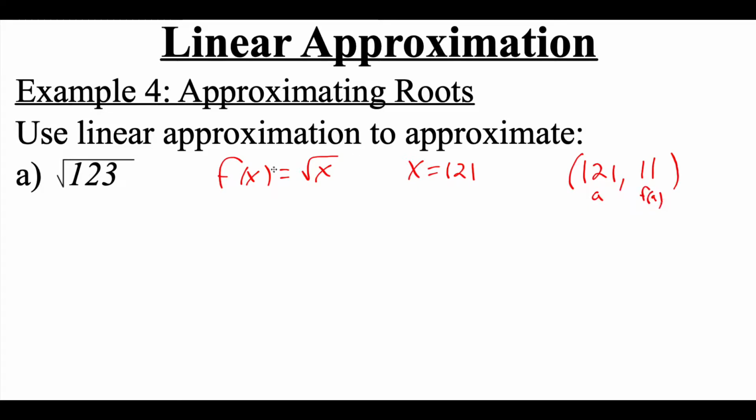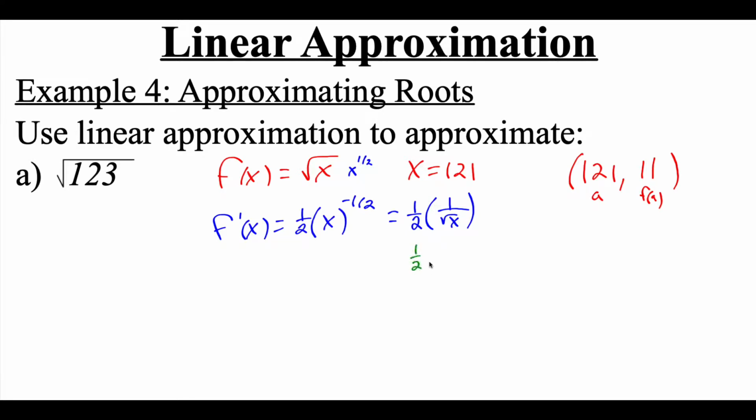Now, we still need to find the derivative of this f of x function. So finding the derivative of that square root function, I would think about it as x to the 1/2 power. So this is going to be 1/2 times x to the negative 1/2 power. But we don't typically like negative powers, so I can write this as 1/2 times 1 over the square root of x.